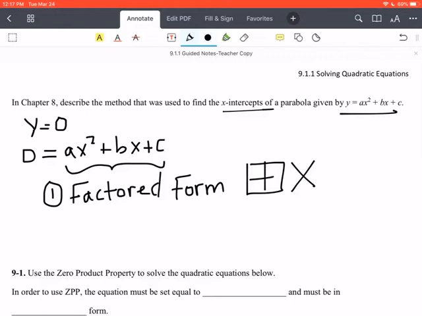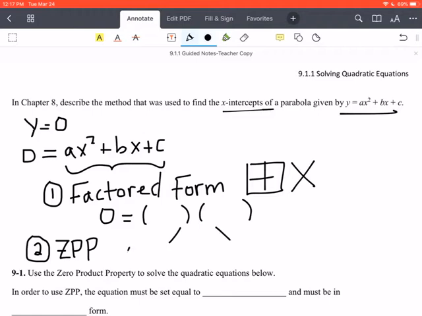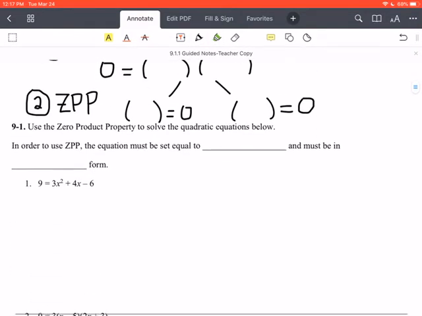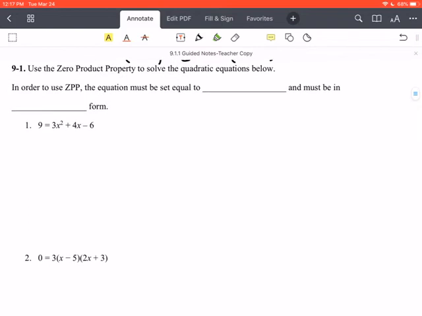Now, once the equation is in factored form, then what can we do? We can go ahead and utilize what we call the zero product property, ZPP. And that is where we have each factor set equal to 0 and we solve what we call mini equations. So kind of getting your mind back on track of using factoring, we are going to look at question 1, which tells us to use the zero product property to solve the quadratic equations below.